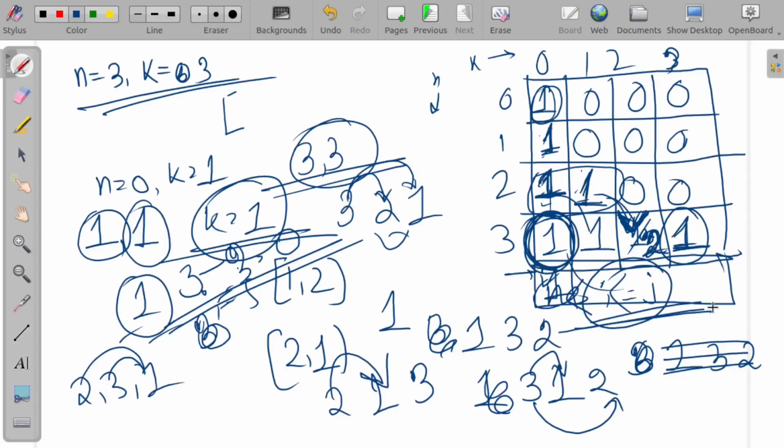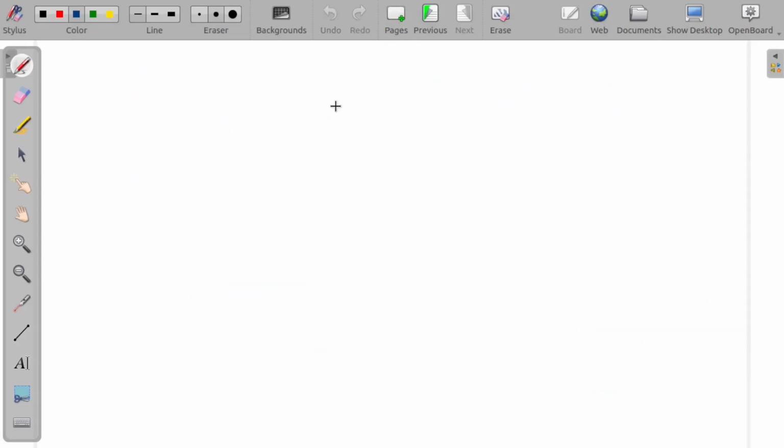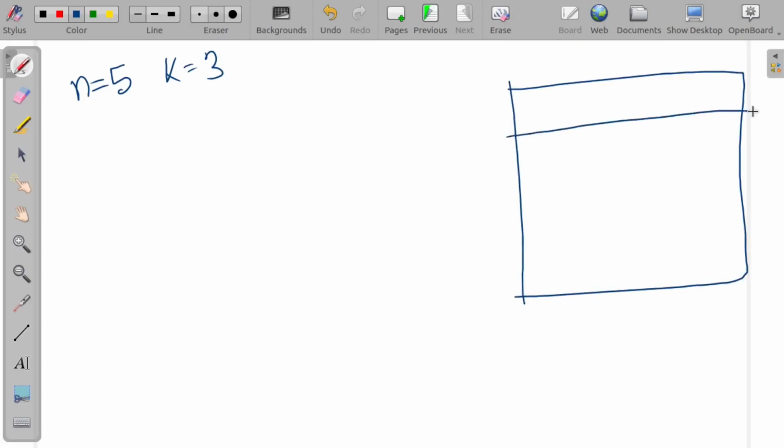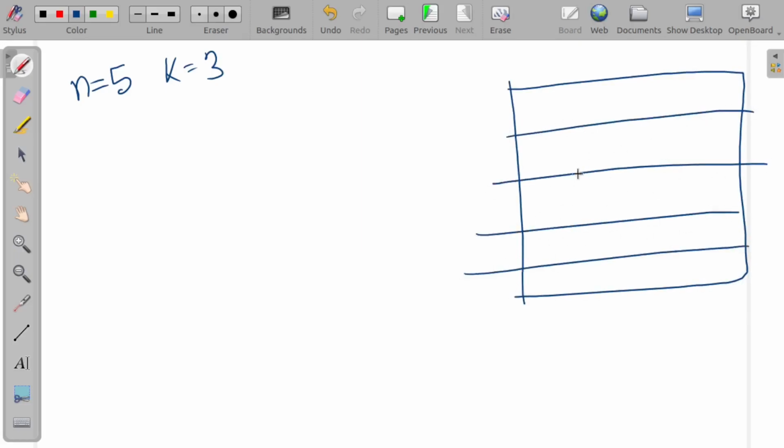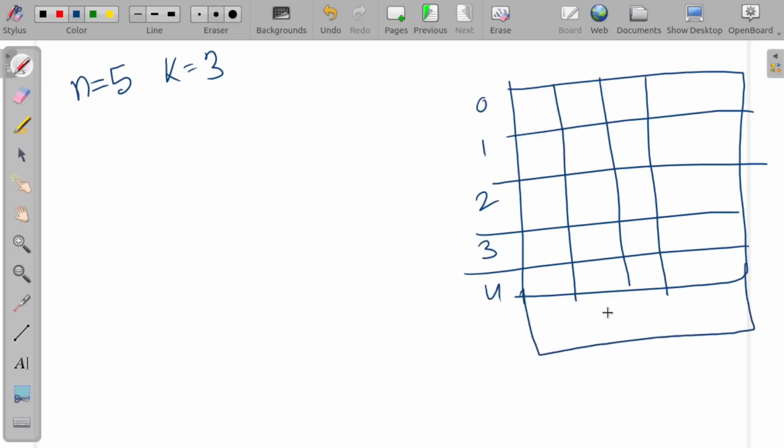So let me take another example, n is equal to 5 and k is equal to 3. Make that observation carefully. 0, 1, 2, 3, 4, 5, and 0, 1, 2, 3.